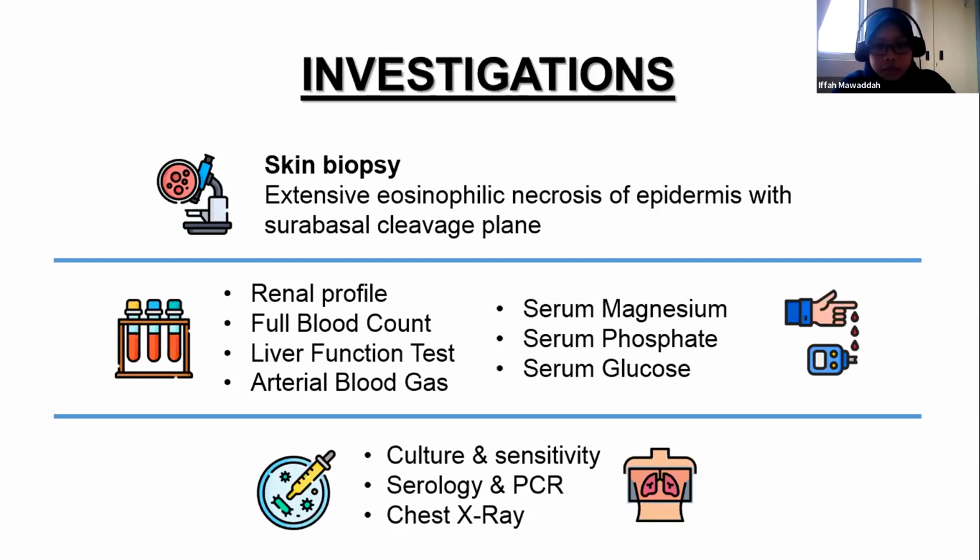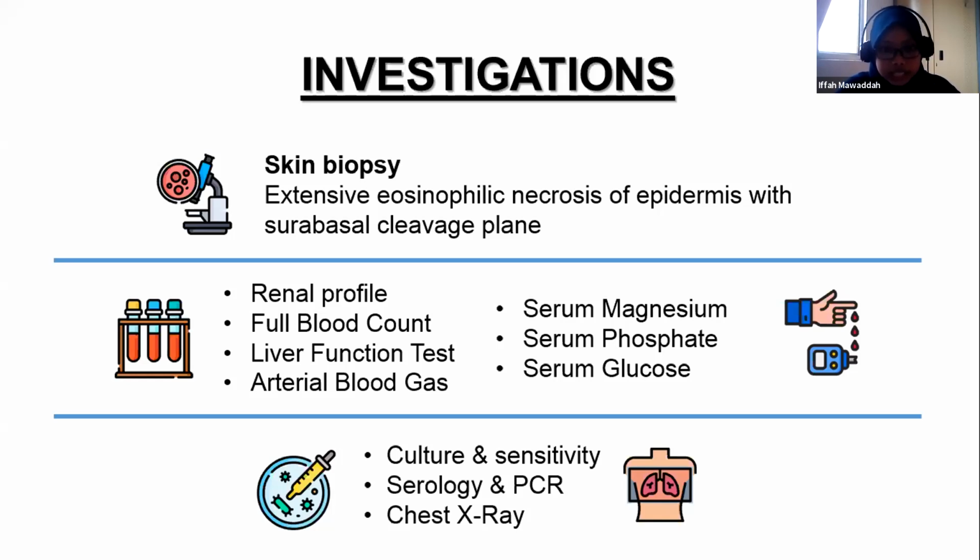In renal profile, there may be elevated blood urea, hyperkalemia, and creatinine. For full blood count, there may be hematologic abnormalities, particularly anemia and lymphopenia. For liver function test, there will be abnormalities that depend on the toxicity of the medication that precipitated SJS or TEN. For arterial blood gas, it may help to determine the patient's clinical respiratory status, as one of the complications of SJS is mucosal involvement of the upper and lower respiratory tract.